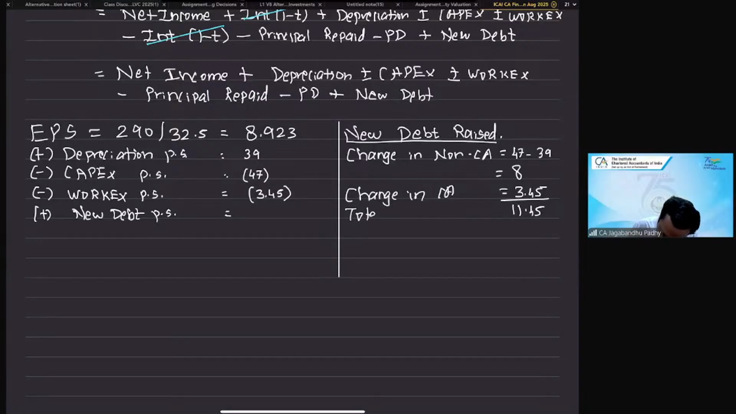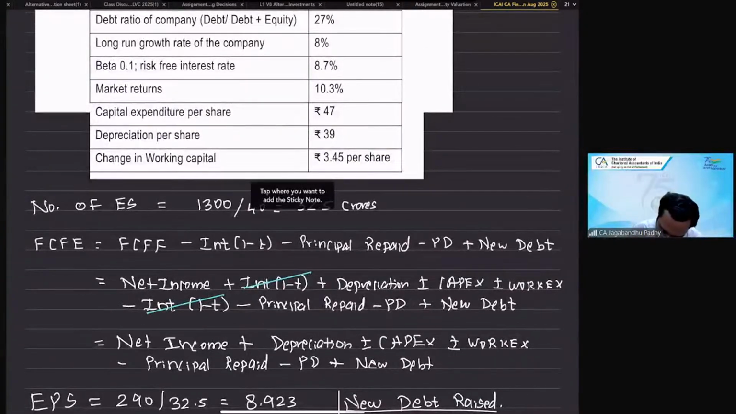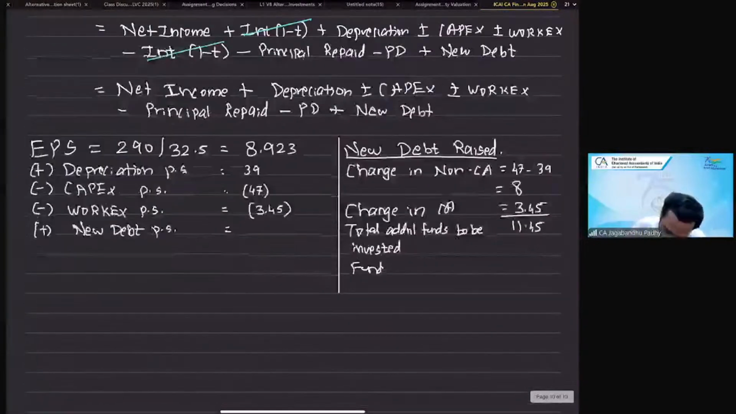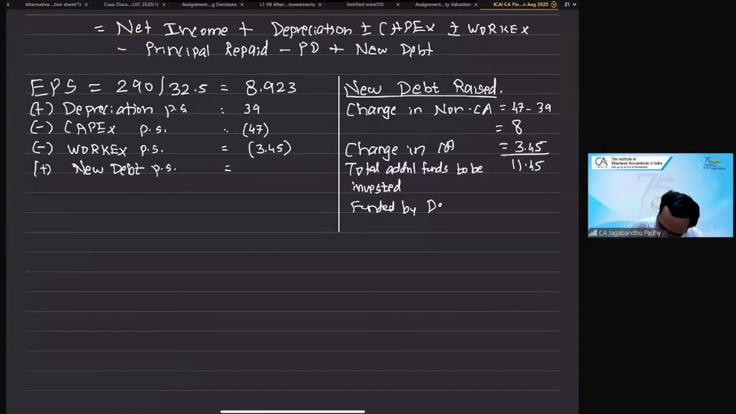So we simply have total additional funds to be invested, which is 11.45. And out of this 11.45, what portion is going to be funded by debt? You can see the debt ratio of the company, which is debt upon debt plus equity, or the total proportion of the funds provided by debt, is specified as 27%. So funded by debt is 27%.